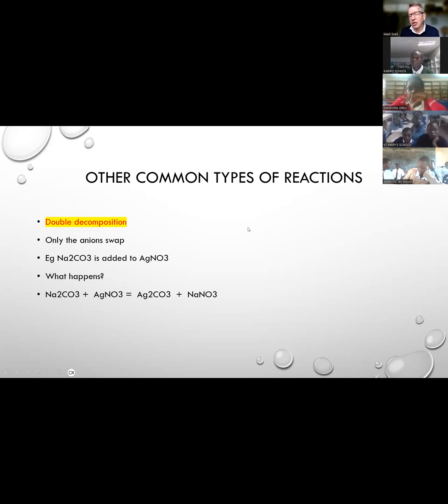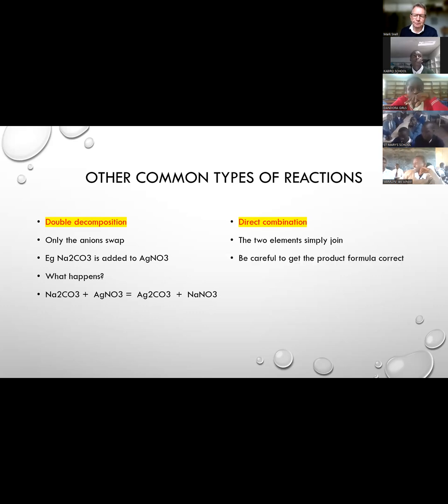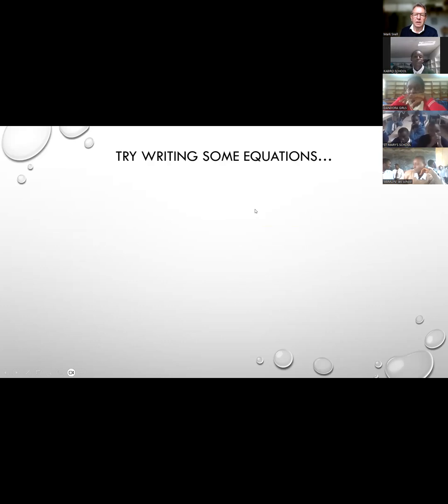The last type of reaction is direct combination. For instance, when calcium burns in oxygen, or potassium burns in chlorine, or sulfur burns in oxygen, they're all the same. They simply join. Be careful to get the product formula right. Here's iron burning in chlorine. It forms iron 3 chloride. Okay, so here's some I'd like you to have a go at.